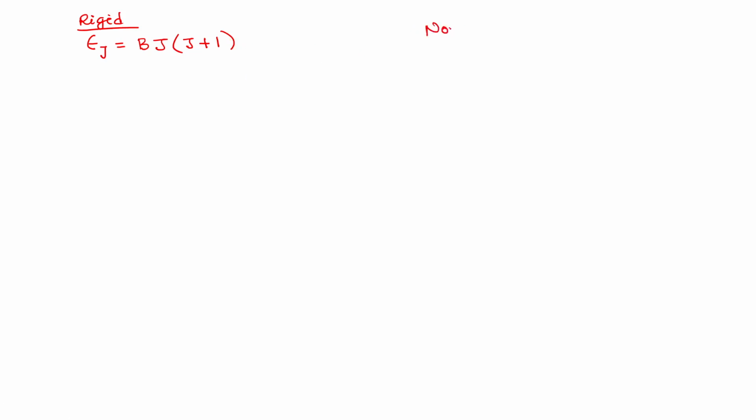When non-rigidity comes in, the expression is given already, right? E_J becomes this part, along with that minus the distortion coefficient times J square. J square will come.